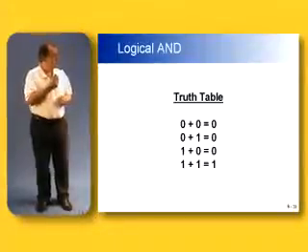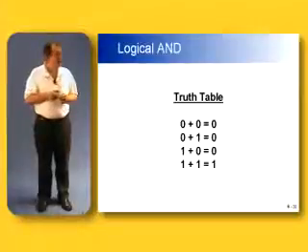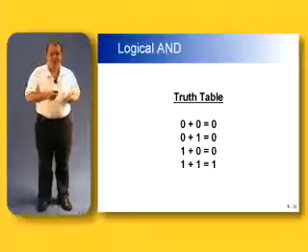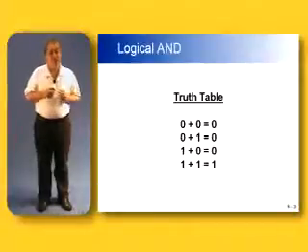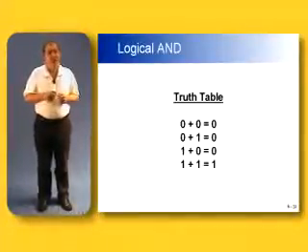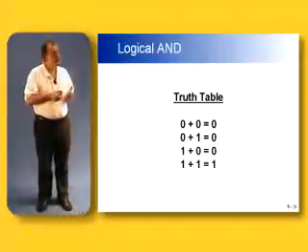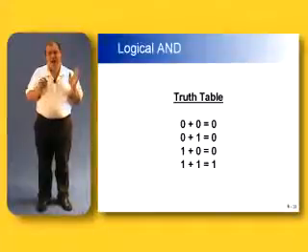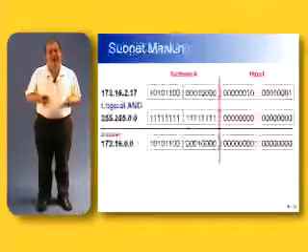Essentially, here's a truth table which describes the way that a logical AND works. If we AND 2 zeros together, the result is a 0. If we AND a 0 and a 1 together, the result is still 0. If we AND a 1 and a 0 together, the result is still 0. The only time we get a 1 as a result is when we AND 2 1s together. And that's what the computer's doing between the IP address that we've configured on it and the subnet mask.